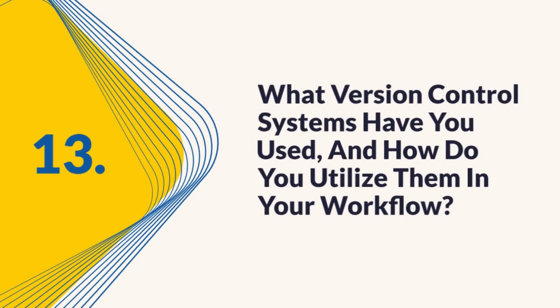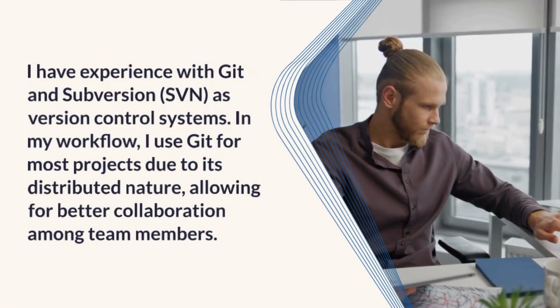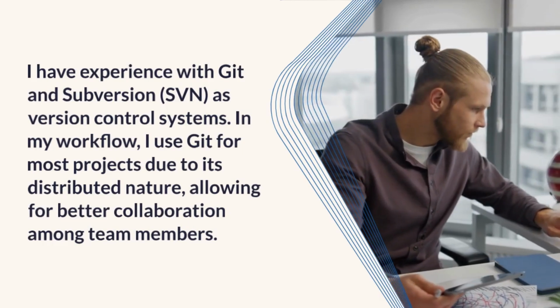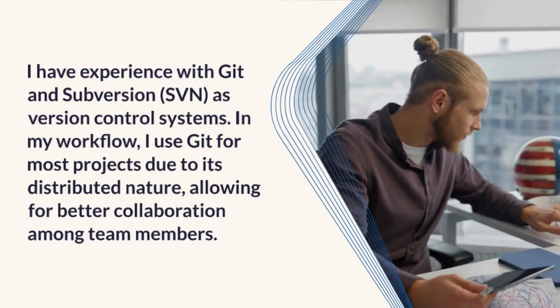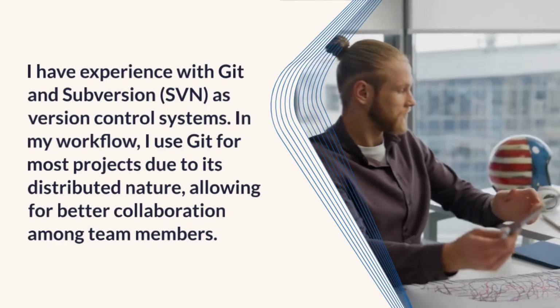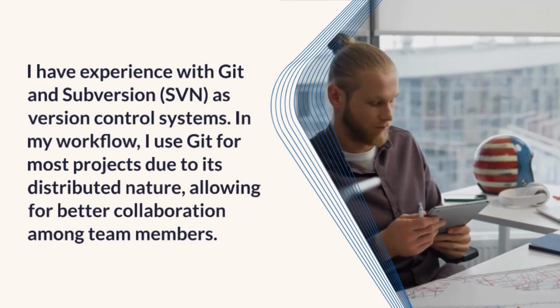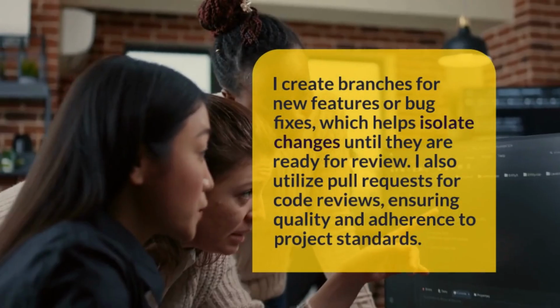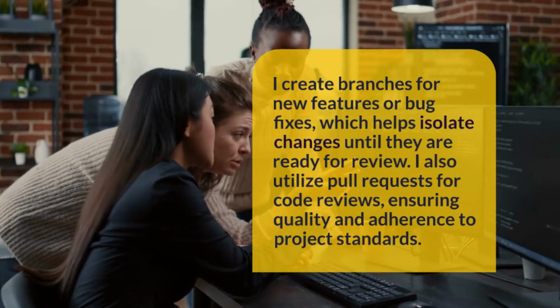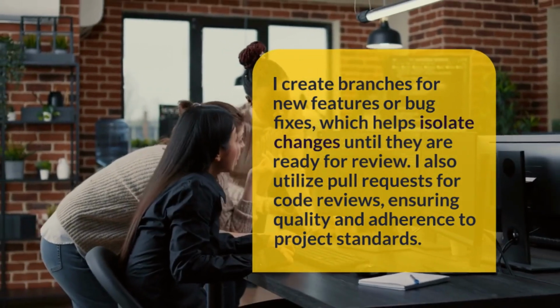What version control systems have you used, and how do you utilize them in your workflow? I have experience with Git and Subversion, SVN, as version control systems. In my workflow, I use Git for most projects due to its distributed nature, allowing for better collaboration among team members. I create branches for new features or bug fixes, which helps isolate changes until they are ready for review.